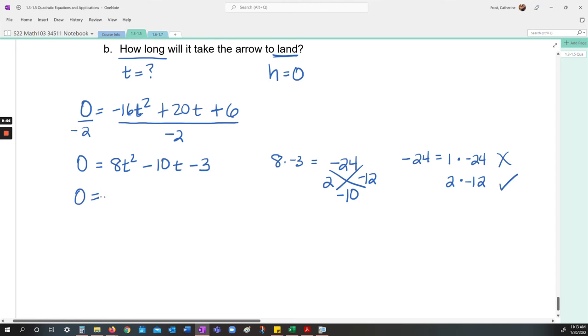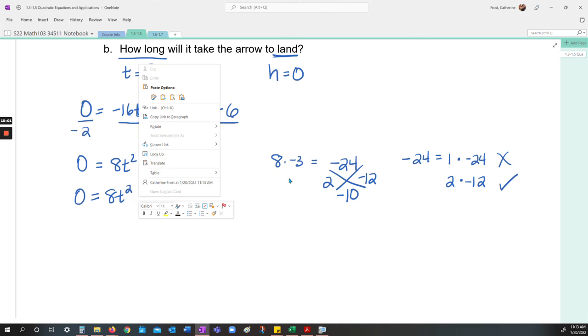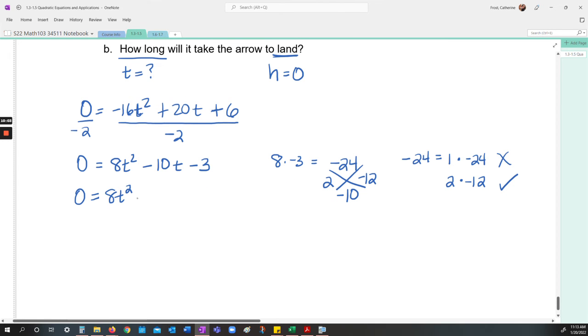So 0 equals 8t squared, oh, sorry. Let's do plus 2 first. I don't know. What is wrong with me? It doesn't matter. But plus 2t minus 12t, you could switch it. And then minus 3. Okay, so 8t squared and 2t, I can factor 2t out and get 4t squared plus 1.